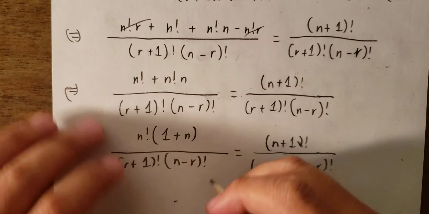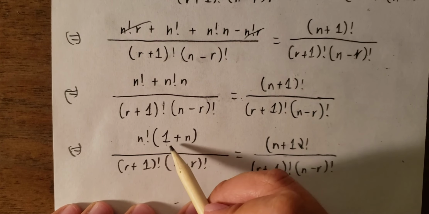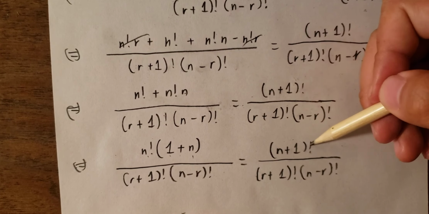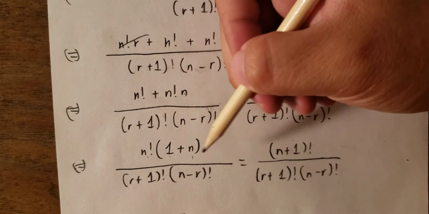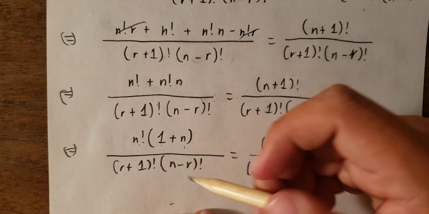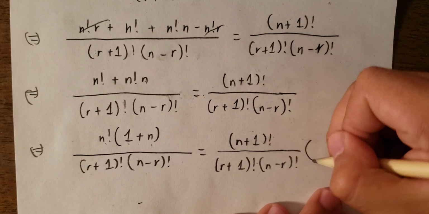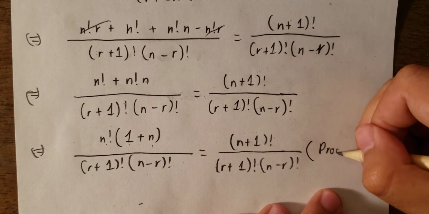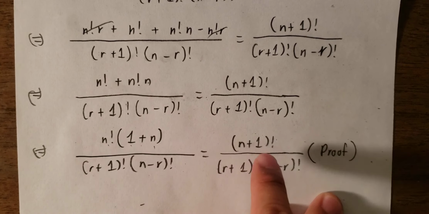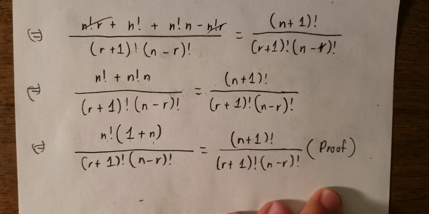So n factorial multiplied by 1 plus n becomes (n plus 1) factorial here, because that's the series. So after we convert everything, the left equals the right, so we can conclude we have proved it, because that's the formula. So that's the end. Thank you for watching.